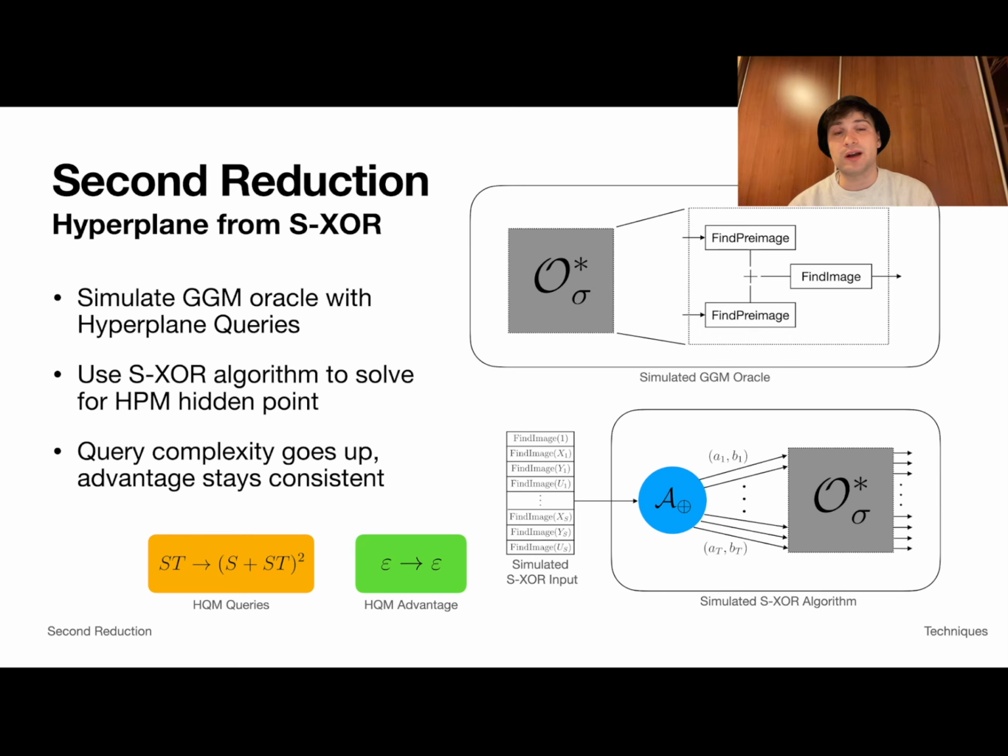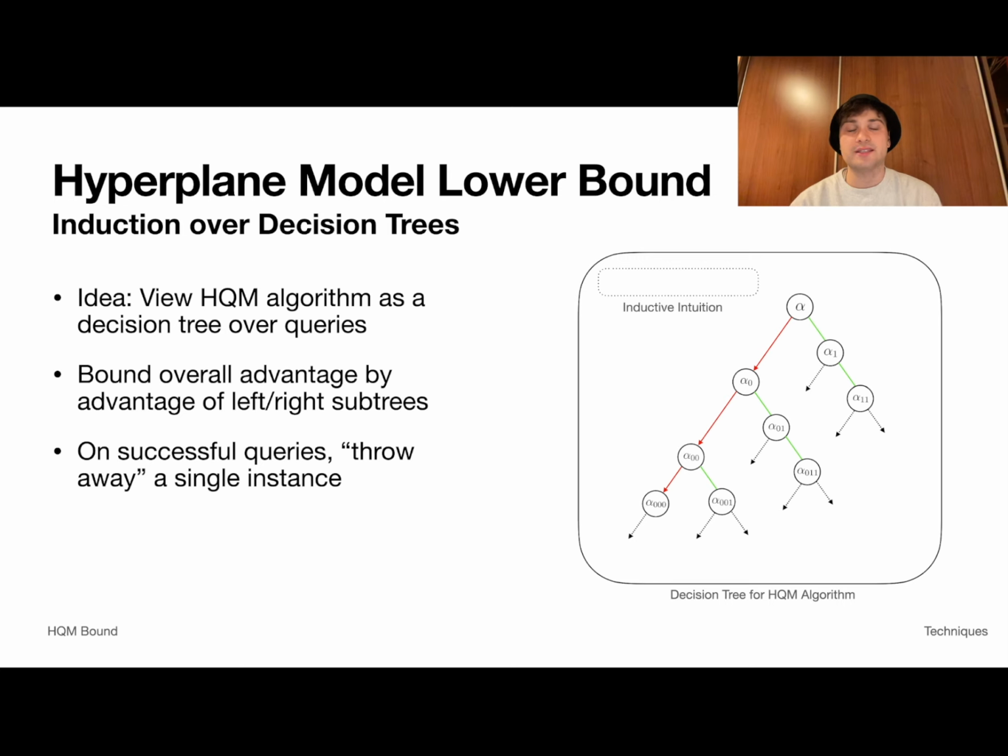The advantage of this new algorithm is going to be exactly the same because fundamentally, in the hyperplane model and the GGM model, we're really somehow doing the same thing. The only difference is, instead of being given the input vectors as a challenge, the input is now hidden inside the oracle. Finally, the last part of our proof is the actual lower bound, which we prove in the hyperplane model. In order to prove this lower bound, we're going to view the hyperplane algorithm as a decision tree where each query asked determines whether we go left or right. That is, which subtree we're going to proceed to.